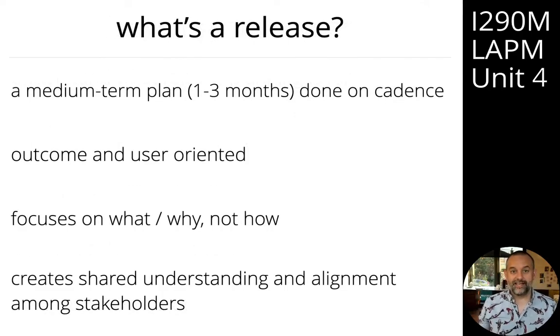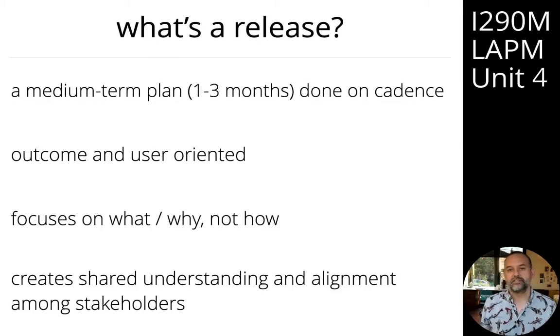So, what is a release? Fundamentally, release planning is a medium-term planning process. It's what you use to plan out a month, 2 months, 3 months worth of work. And it's something that you'll do on a cadence. It is focused on outcomes, user outcomes, organizational outcomes, and it focuses on what you're doing and why you're doing it, not the how of how you'll actually implement it. That's up to the teams doing the work, not you or the release planning process.